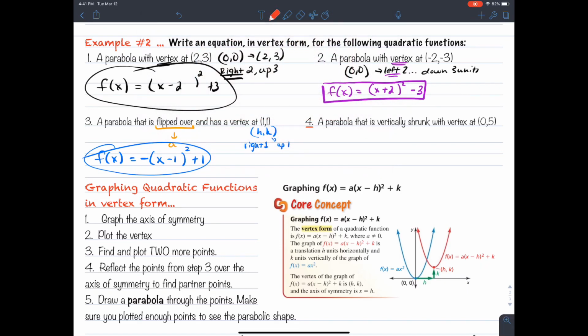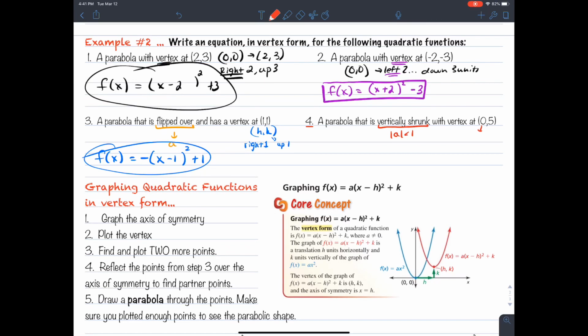Number 4, a parabola that's vertically shrunk. So this is an a value, and if it's shrunk, we know that a value's absolute value needs to be less than 1. So there was no movement left or right if the x value is at 0. But if the y value is at 5, we can see that the vertex compared to the parent moved up 5. So we can start with f(x). I need to choose any number that would shrink it, so I'm just going to choose 1/3. I don't want it to move left or right, so I'm just going to subtract 0. And if I want it to move up 5, I'd put a +5 at the end.